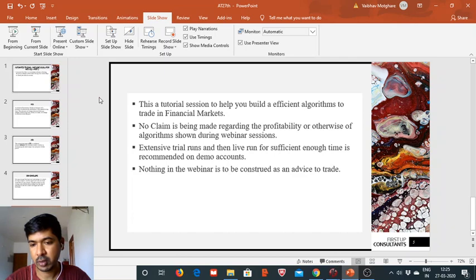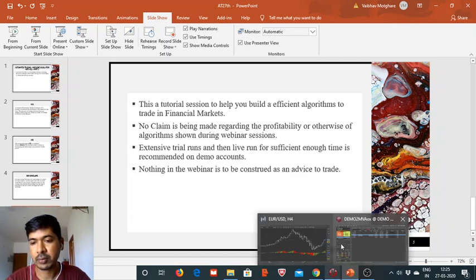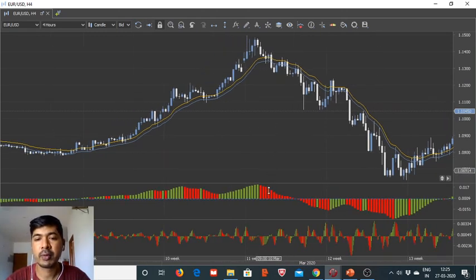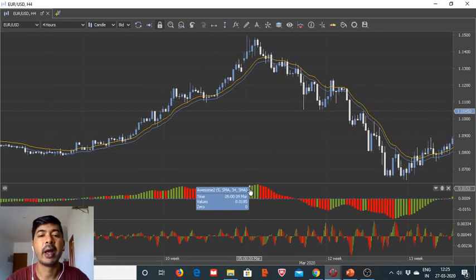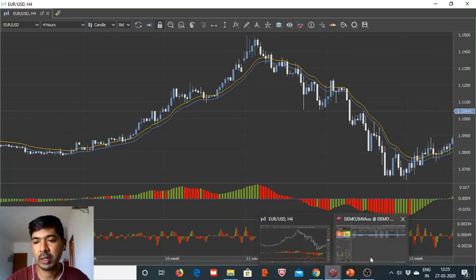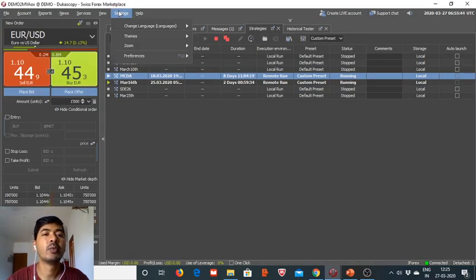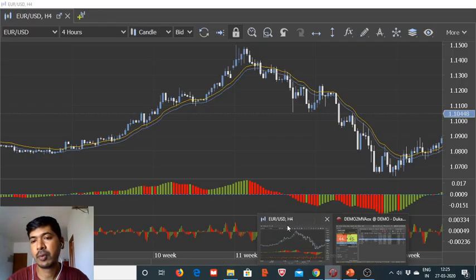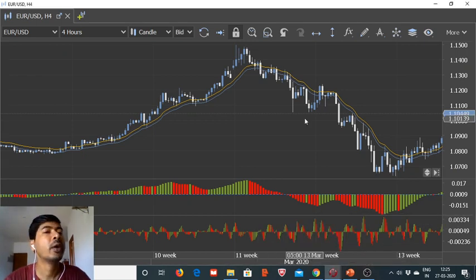Now let us go back to the charts here. Till yesterday we were working with the awesome oscillator and the AC2. Let me zoom in. We will increase the zoom. Okay, now the values will be better visible.